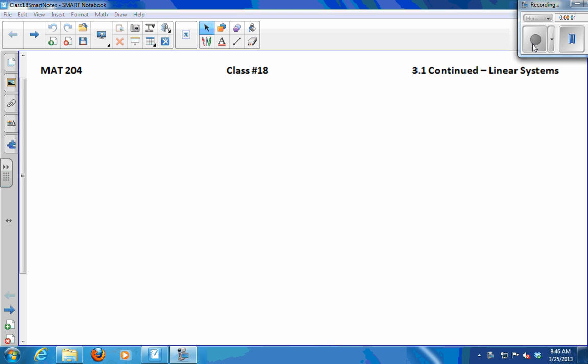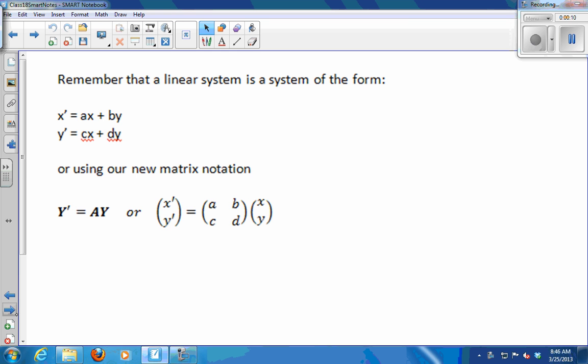Talking about linear systems today, which is section 3.1. So last class, we learned that this is what a linear system looks like. It's a system x prime is ax plus by, y prime is cx plus dy, and we learned how to write that using a matrix notation.